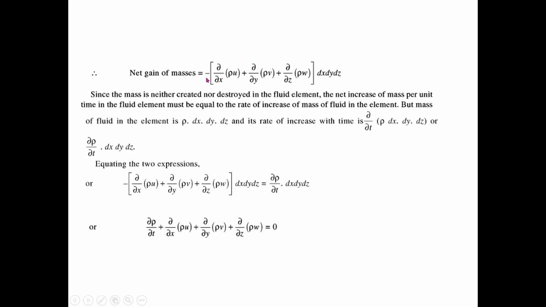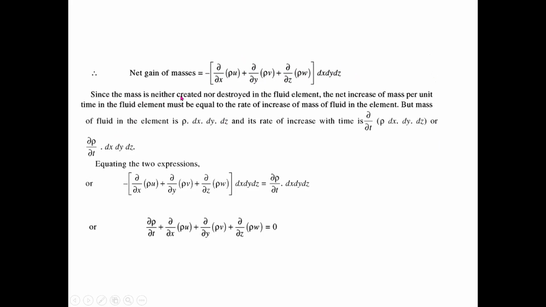So the net gain of mass is equal to minus of dou by dou x of rho u plus dou by dou y of rho v plus dou by dou z of rho w. The common term is dx, dy, dz. So actually, as per the continuity equation, the discharge at one section should be equal to the discharge at a second section. Similarly, for mass flow rate, the mass flow rate at any section should be equal to the mass flow rate at another section. So that condition will apply now.